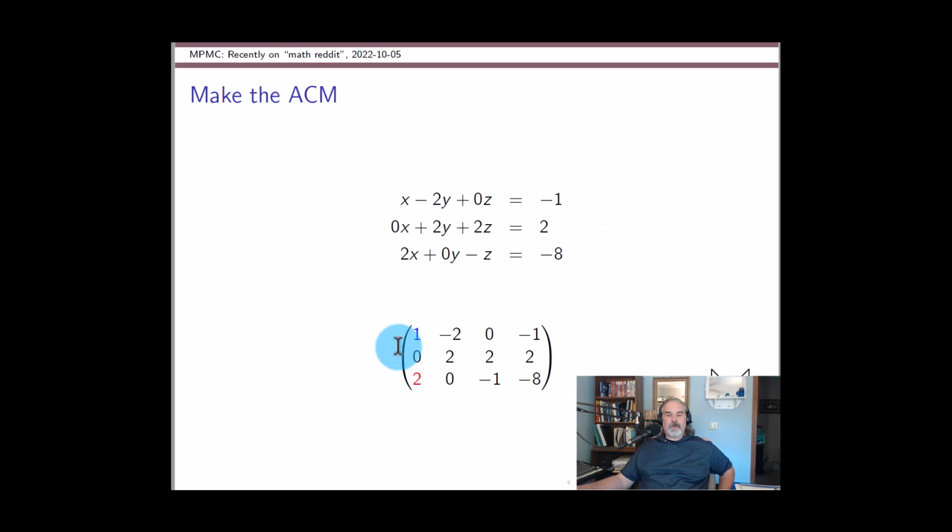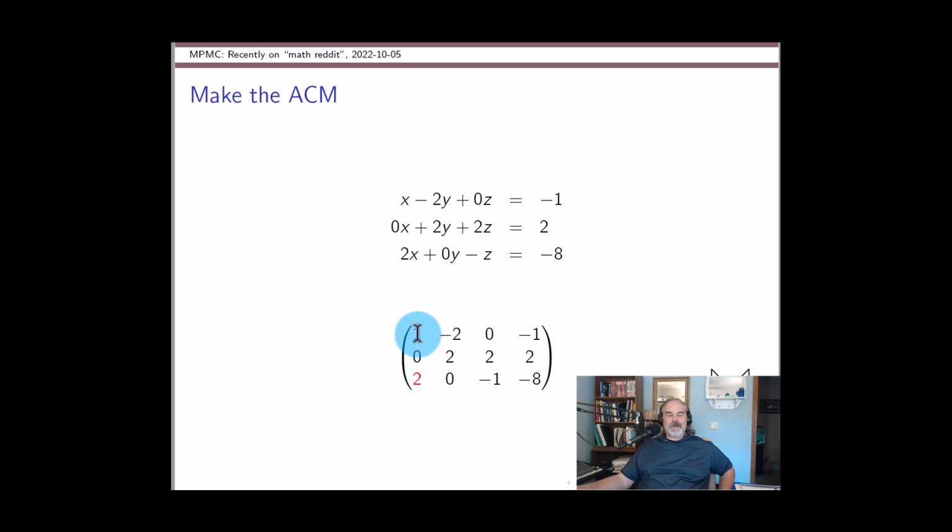And so this augmented coefficient matrix is just the table of numbers that represents the coefficients. And every row in this augmented coefficient matrix is an equation in disguise. You just have to remember what the variables were and where the equal sign went. And that would be between this 3rd and 4th column.